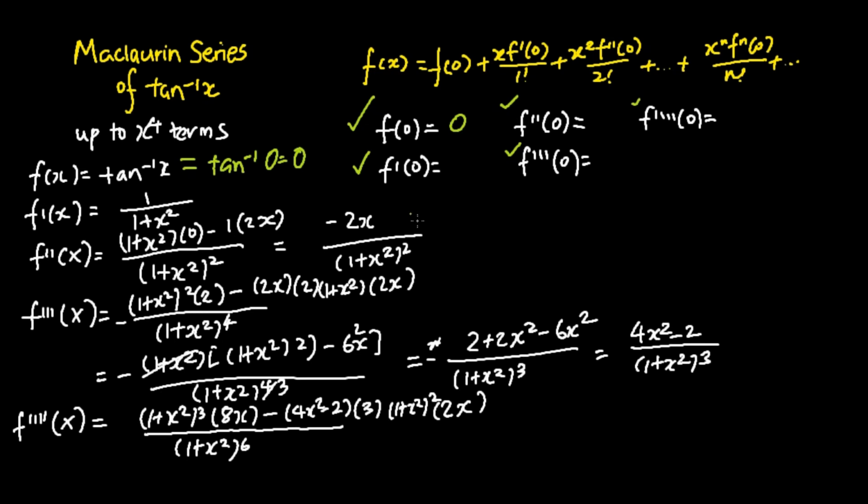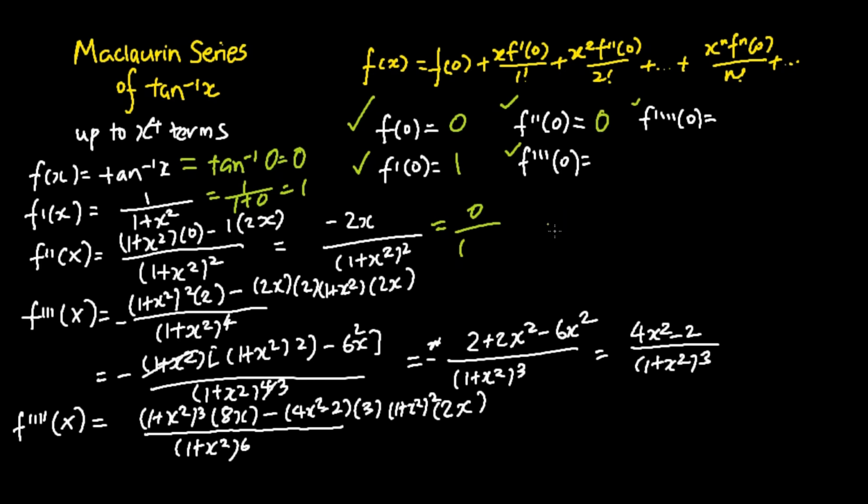How about f prime 0, substituting x equals 0 into f prime x? We just have 1 over 1 plus 0, which is equal to 1. Hence, my f prime 0 is equal to 1. Next, we find my f double prime 0 by substituting x equals 0 into f double prime x. We will just get 0 because my numerator itself is 0, and 0 divided by anything is 0.